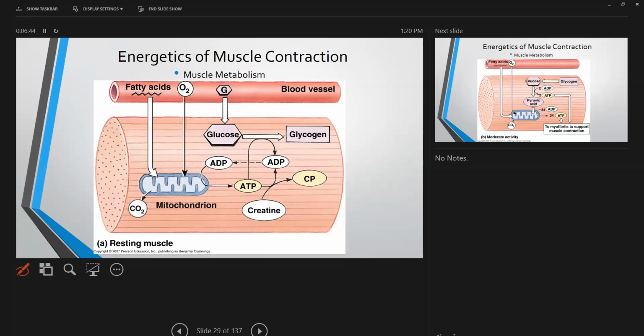Energetics of muscle connection and contraction here. So muscle metabolism is displayed in this chart here. This is a muscle at rest, right? So a muscle at rest will slowly use fatty acids and release carbon dioxide, utilizing glucose as an energy source for muscle contraction and work. Okay. If the muscle is at rest, then this glucose that is in excess will be stored as glycogen.